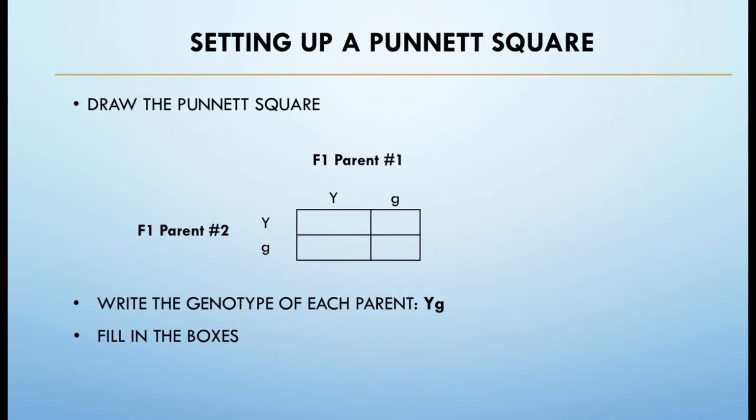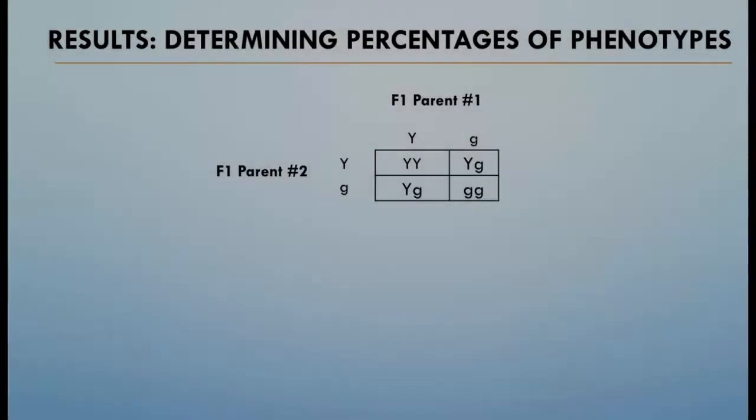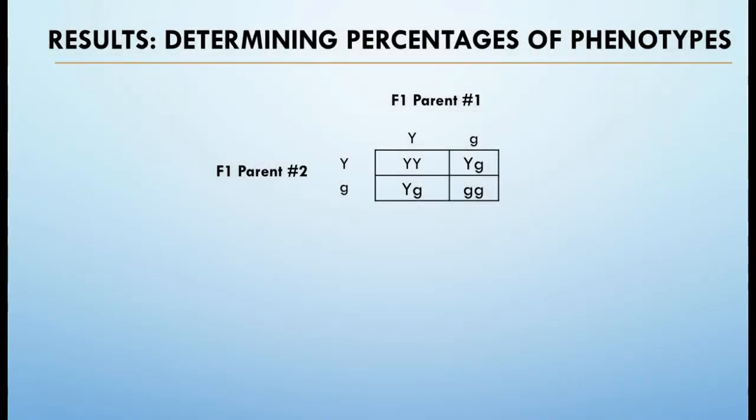Looking at the first row, parent number 1 with allele Y and parent number 2 with the same allele Y, we put YY in this first square. Parent number 1 with allele g and parent number 2 with allele Y, we put Yg in the second square. Okay, let's move on to the second row. Parent number 1 with allele Y and parent number 2 with allele g, we put Yg in this third square. And finally, parent number 1 with allele g and parent number 2 with allele g, we put gg in this fourth square.